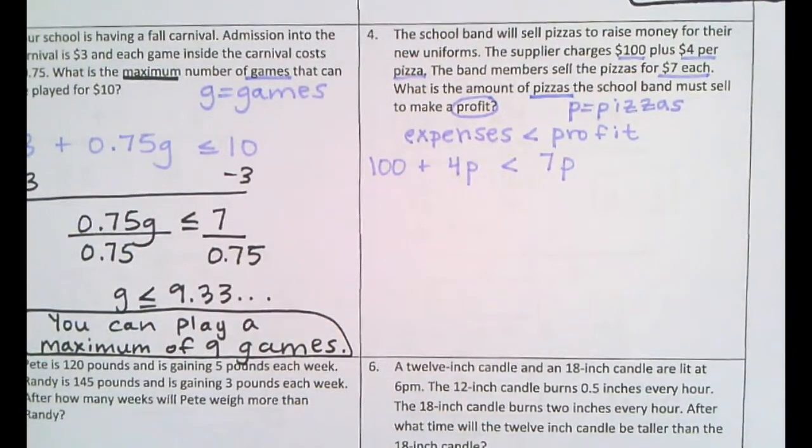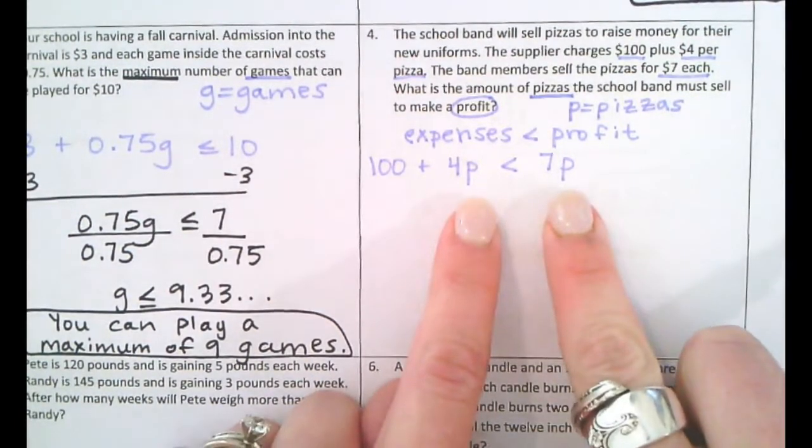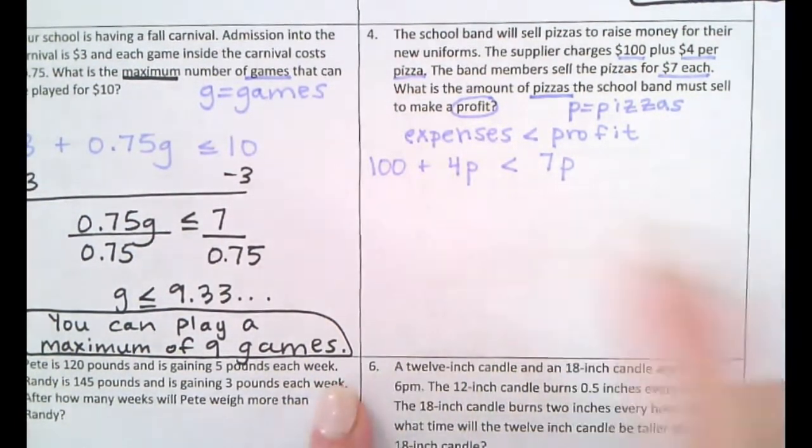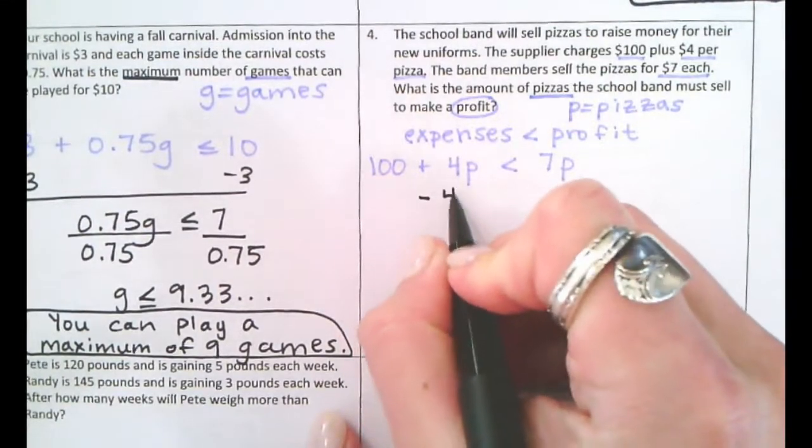All right, we're ready to solve. With variables on both sides, 4 is smaller than 7, so I'm going to start by subtracting 4p.